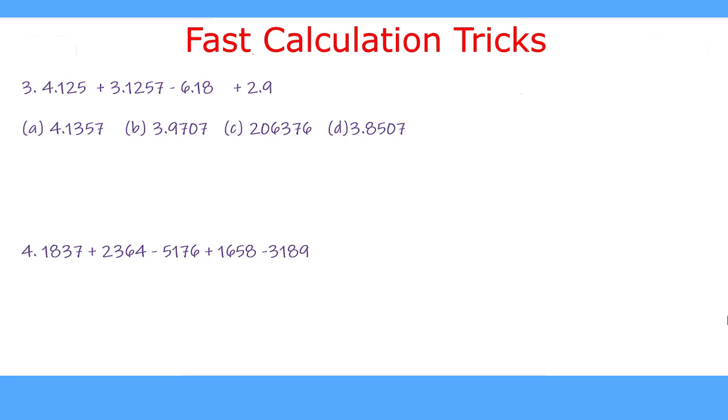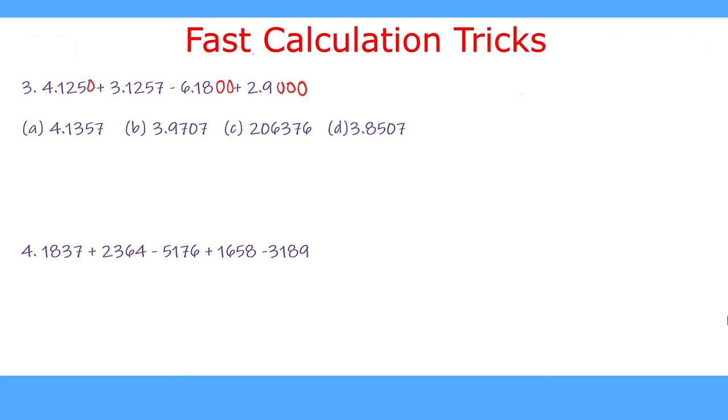On observing this question, we find that the first number has 3 digits after the decimal, the second number has 4 digits after the decimal, the third number has 2 digits after the decimal, and the fourth number has 1 digit after the decimal. So we should put zeros in the numbers at the end and make each number having 4 digits after the decimal. So we put 1 zero in the first number, 2 zeros in the third number, and 3 zeros in the fourth number. Now each number has 4 digits after the decimal.